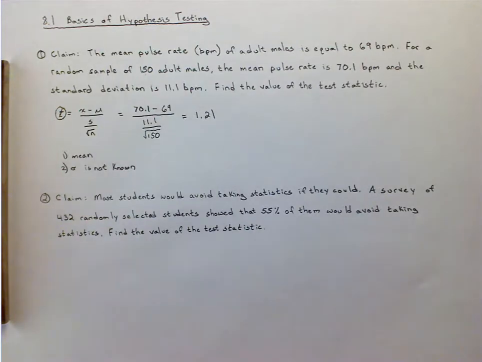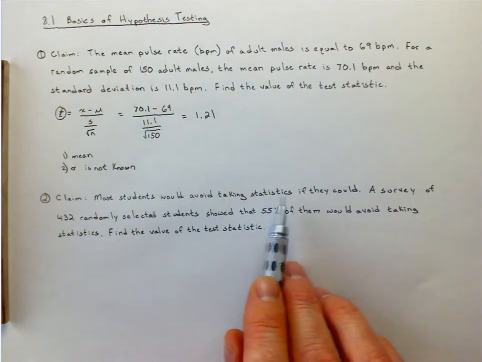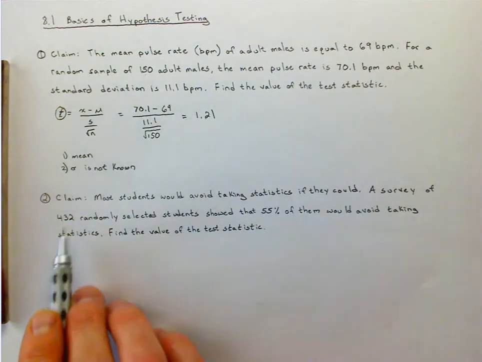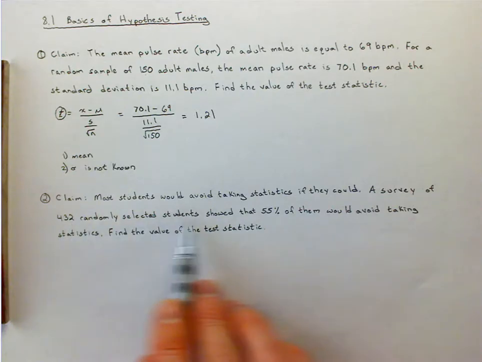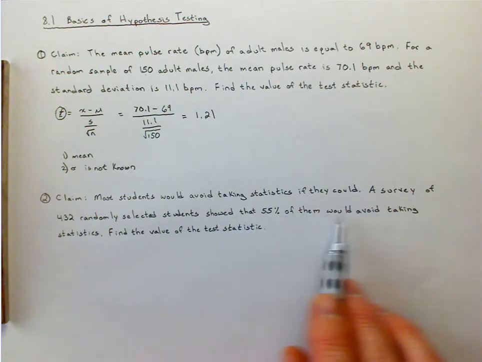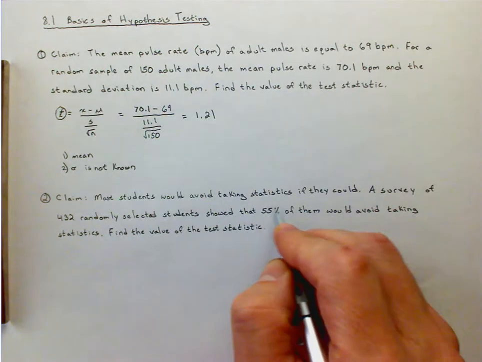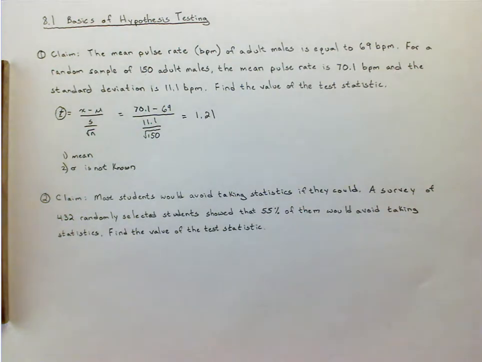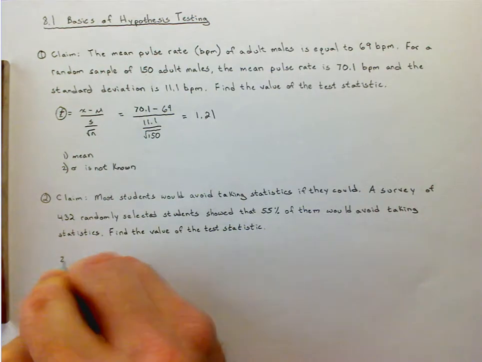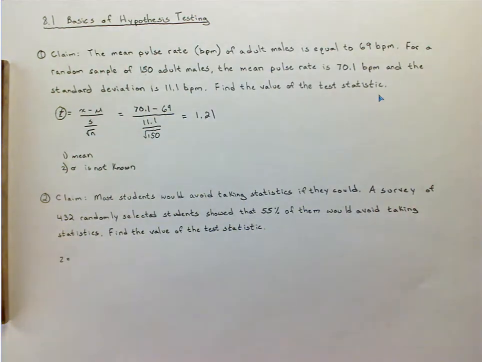Number 2, most students would avoid taking statistics if they could. A survey of 432 randomly selected students showed that 55% of them would avoid taking statistics. Find the value of the test statistic. Well, this deals with the proportion. So when dealing with the proportion, I know that I have z equals, and I'll pull that up.